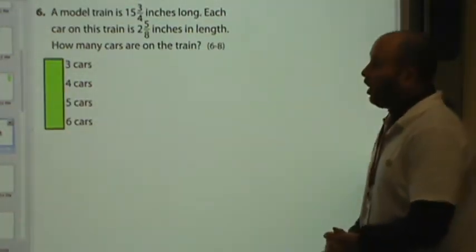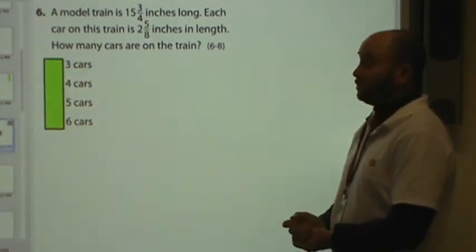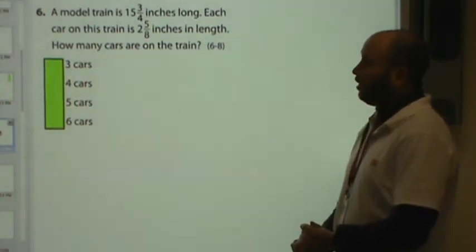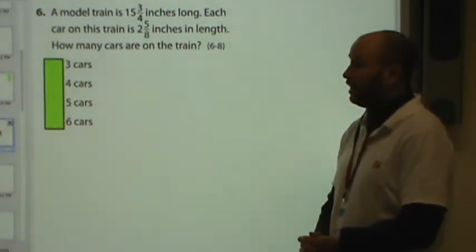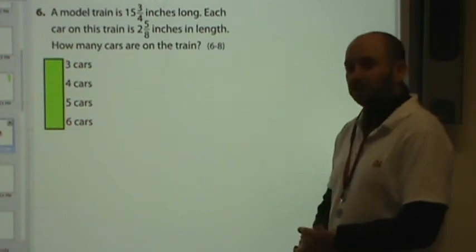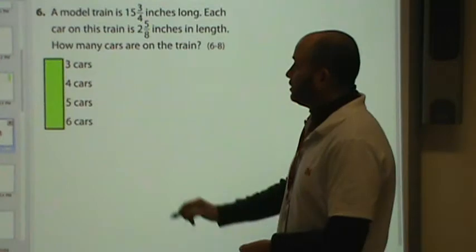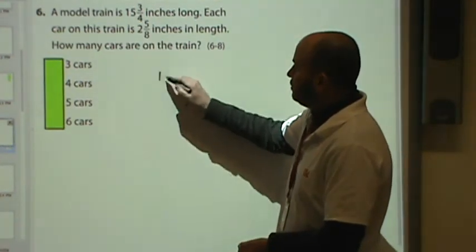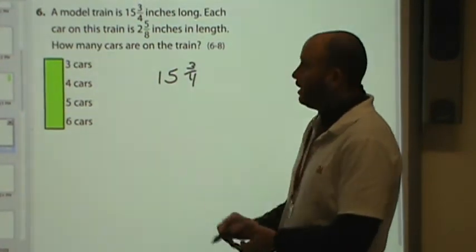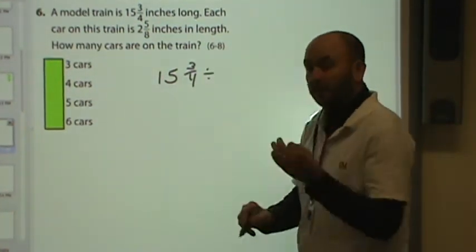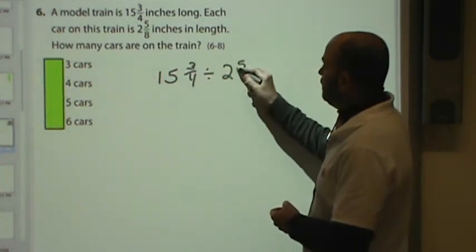Number 6, a model train is 15 3/4 inches long. Each car on this train is 2 5/8 inches in length. How many cars are on the train? This is a basic division problem, and you're going to take the length of the train, which is 15 3/4 inches, and divide it by the length of each car on the train, which is 2 5/8.